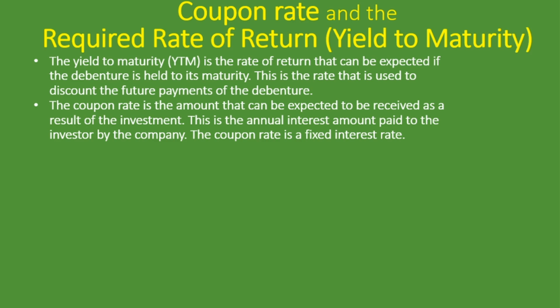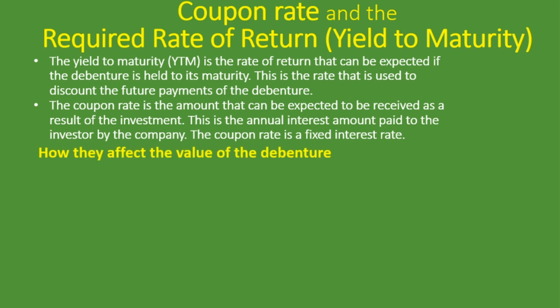But the yield to maturity is the rate of return that you can expect. So that is what we use to discount back all future payments, including the redeemable value of the debenture, to see what the present value or the market value is for that debenture. So that's the difference between the coupon rate and the yield to maturity. The yield to maturity is used to discount the cash flows, and the coupon rate is used to calculate the actual interest that you can expect from the company on an annual basis. I hope that has made sense so far.